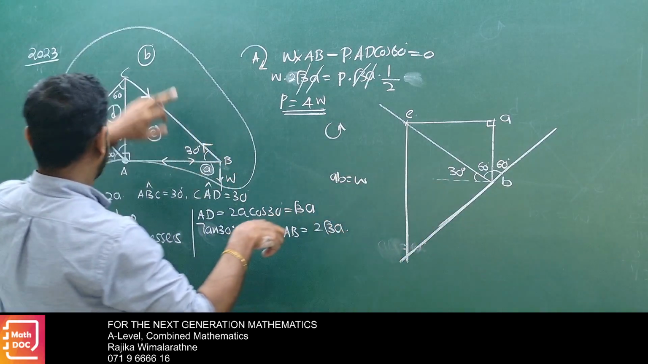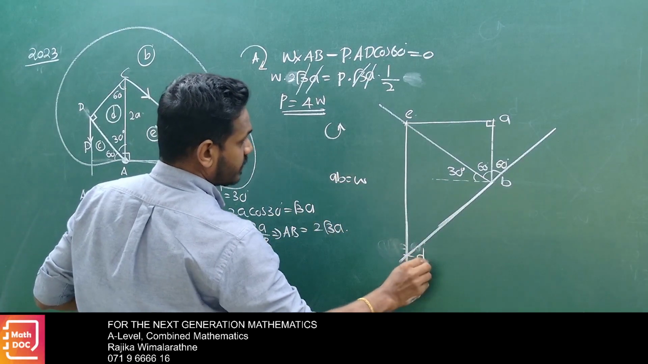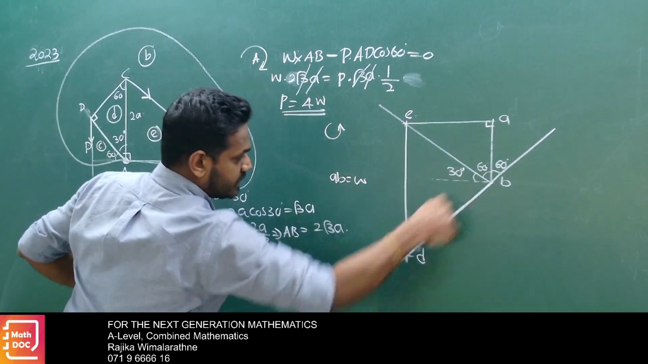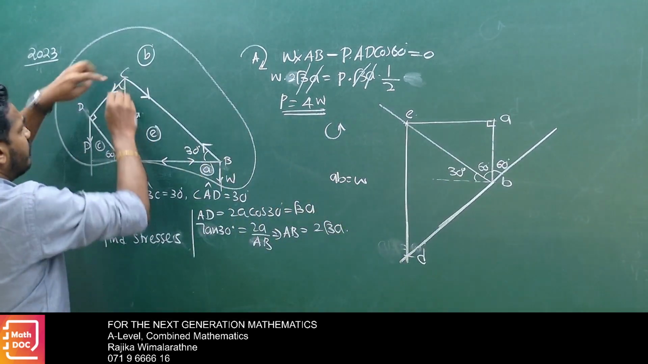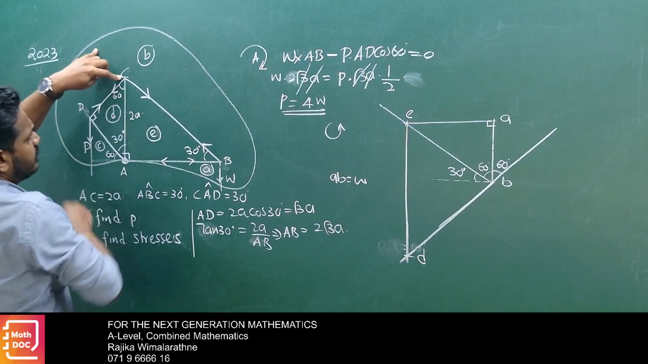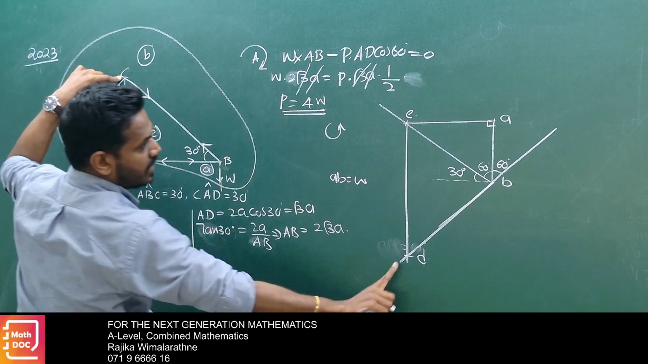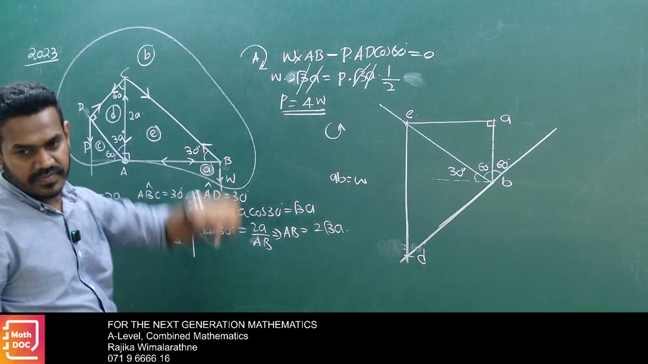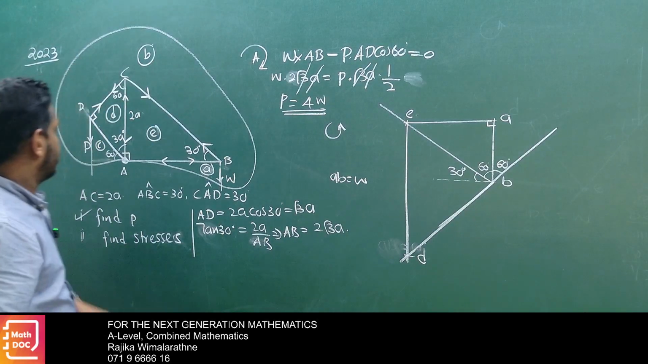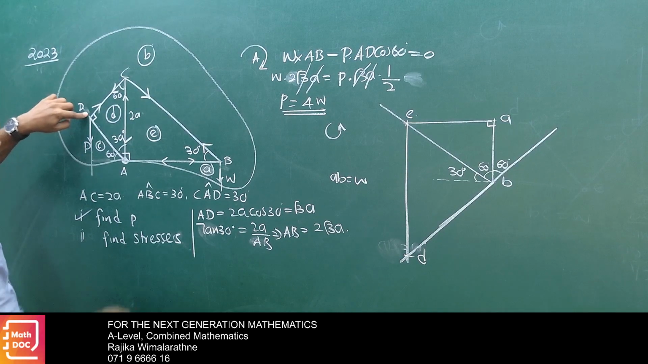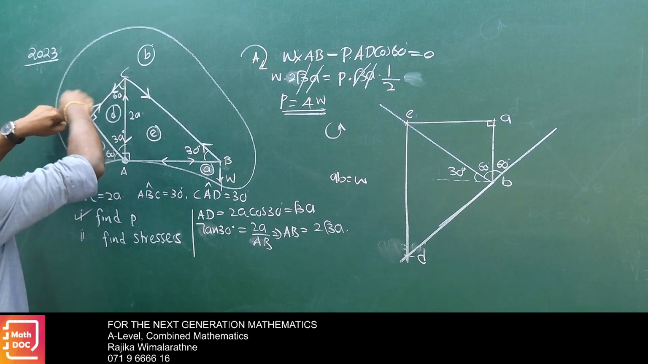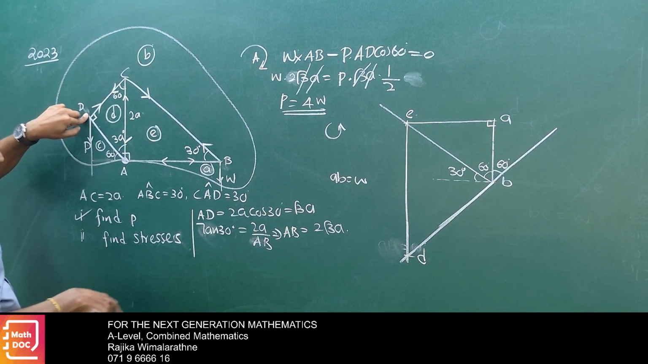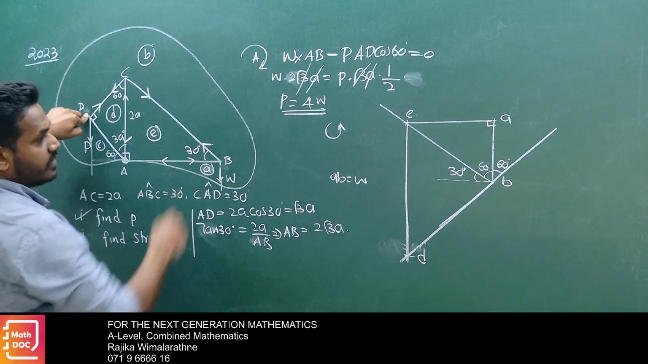Then B, D. At the same time, mark the forces. BD, here BD this way. Mark to this vertex. Then DE upward. Then you go to this vertex again. BC vertically downward. It is 4W, no?